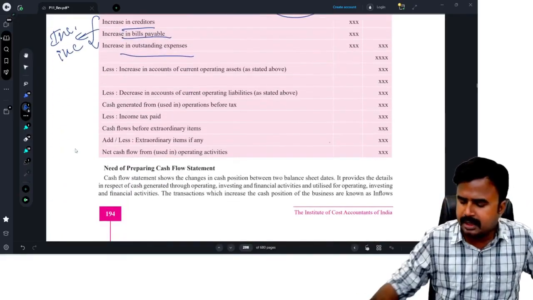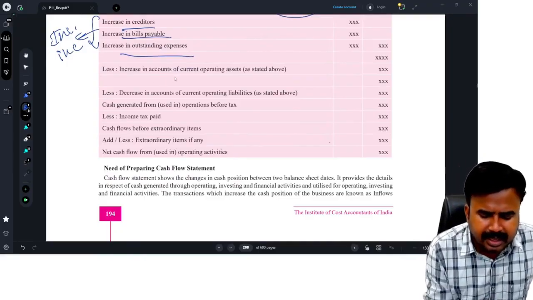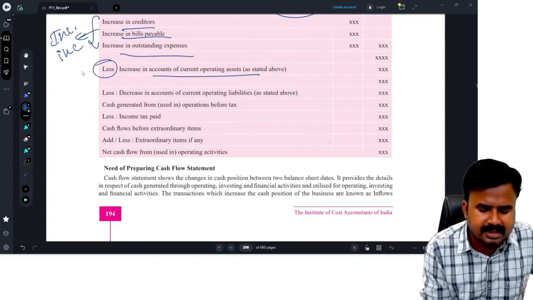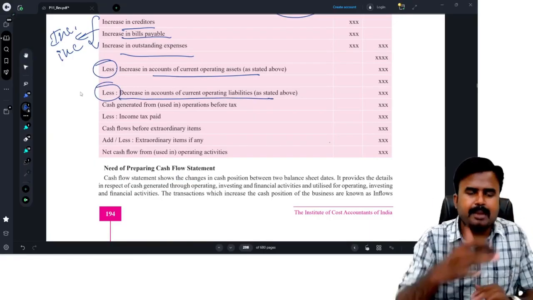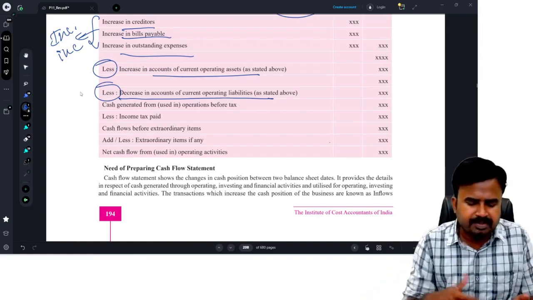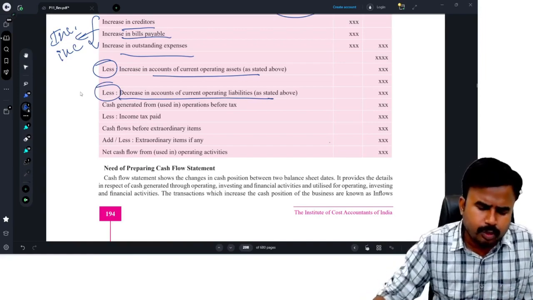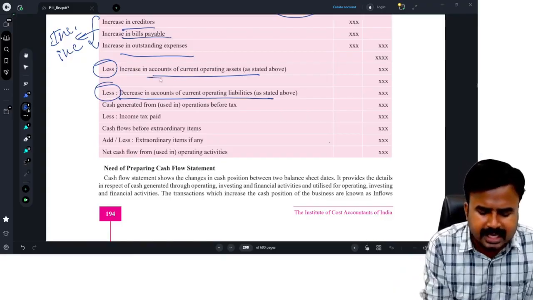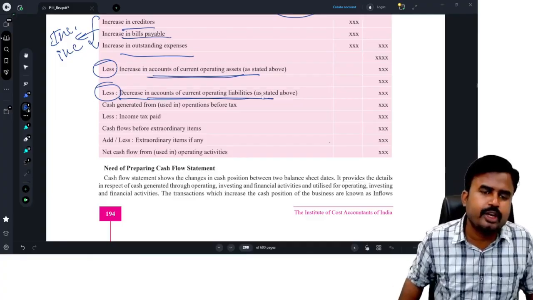Okay. Now the deductions. I told you already, increase in current assets reduces cash balance, and decrease in current liabilities reduces cash balance. That's it. The same transactions, whatever we have written earlier. If such transactions are moving in the opposite direction, like increase in current assets or decrease in current liabilities, such transactions will reduce your cash balance.